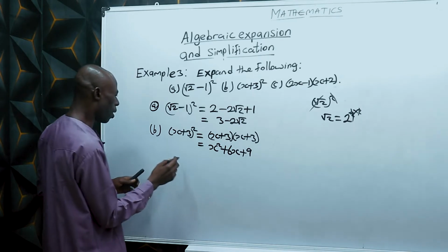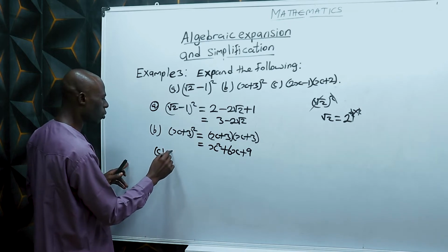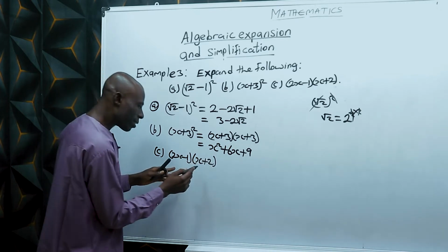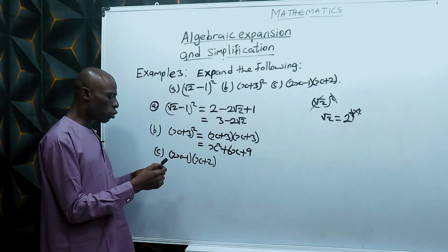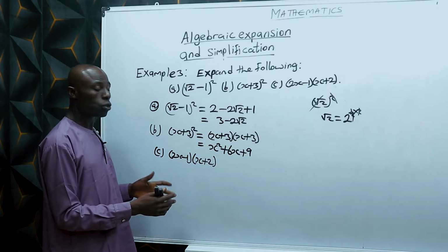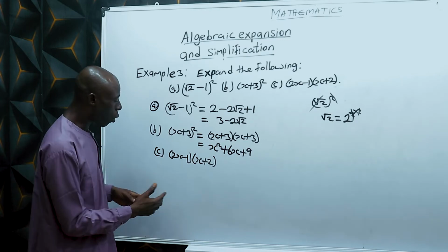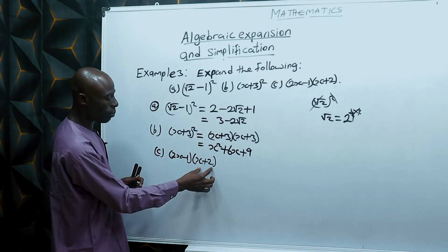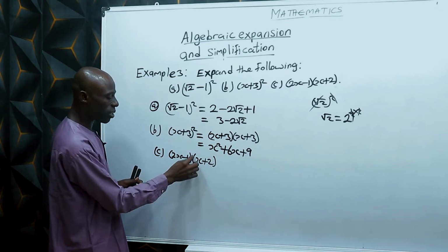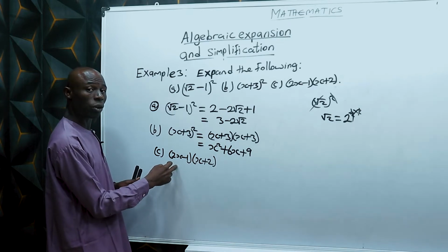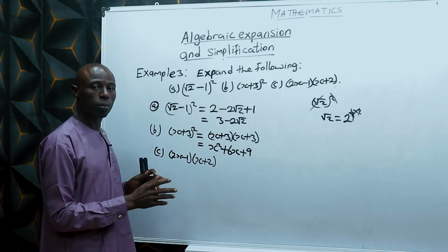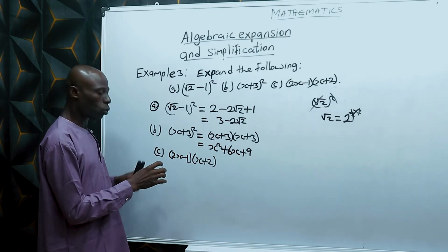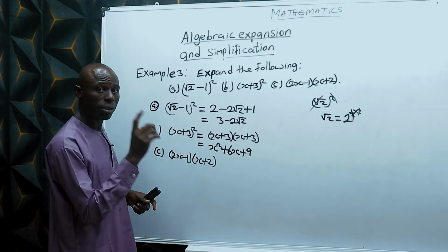Now, question C. You have 2x minus 1 into x plus 2. This kind of expression, you cannot use direct approach whatsoever, because the coefficient of x in this case is 2, it's not 1. It is only the second bracket that has 1 as the coefficient of x. So when the coefficient of x is not 1, you cannot use direct approach. The coefficient of the variable must be 1 in the 2 brackets before you can use direct approach.